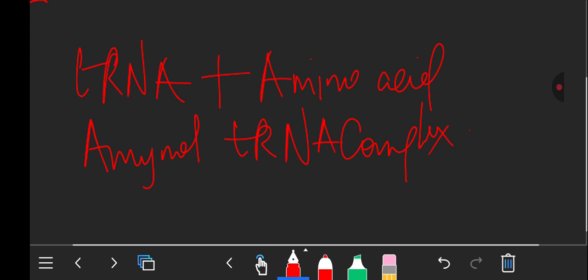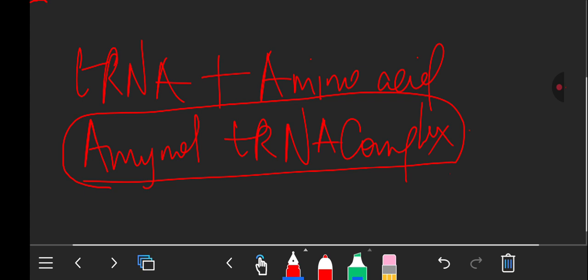So it is very important for us to understand this complex which is formed. tRNA plus amino acid forms tRNA aminoacyl. So let me write this word properly. It is amino acid.